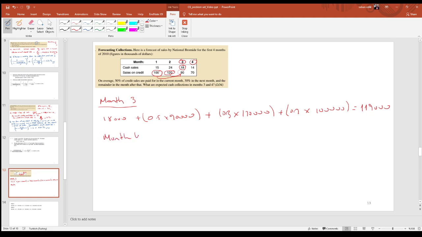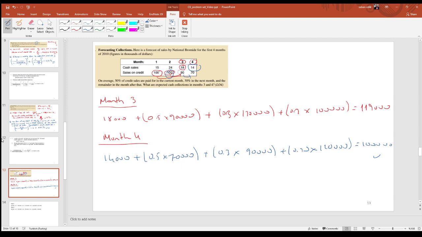Similarly, in month 4, 14,000 will be collected in cash, and half of sales on credit here, 70,000, plus 30% of the previous month amount, and 20% of 120,000. And this is going to be $100,000. All right, I think it's clear.